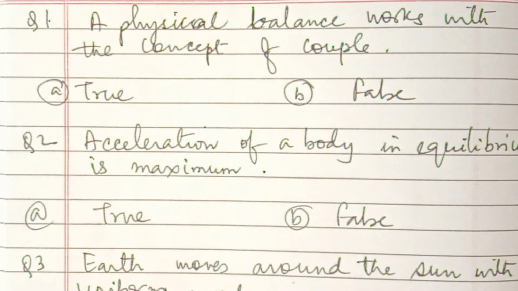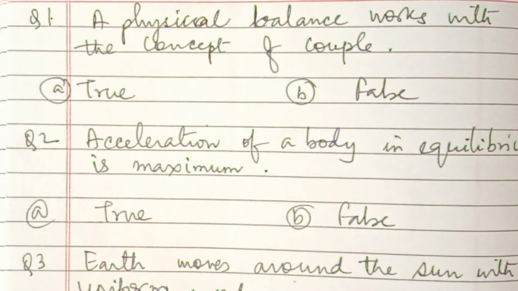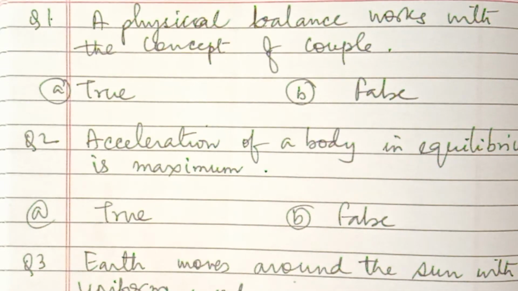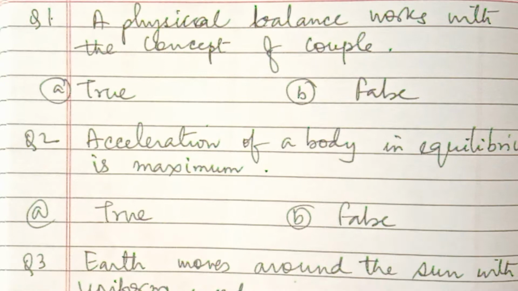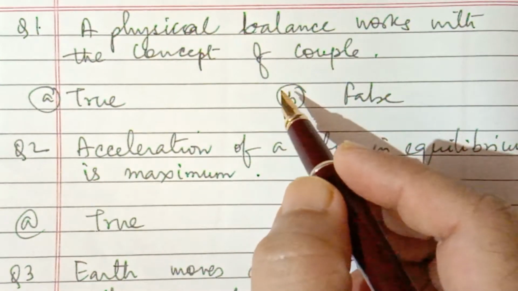Today we'll discuss more MCQs, multiple choice questions from chapters 1, 2 and 3. Okay, so let us start. So question number 1 is, a physical balance works with the concept of couple. True or false? So it's false.